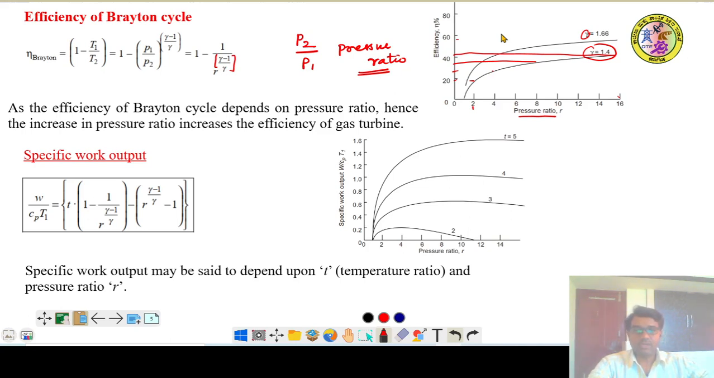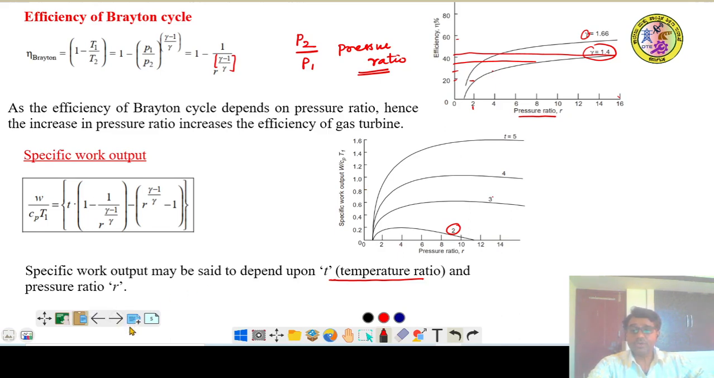Next one is work output. The work output depends upon the temperature ratio. One is the pressure ratio, another is the temperature ratio. You observe here, at some point the temperature ratio is 2, then 3, 4, 5. When the temperature ratio is 2 and the pressure ratio increases, the work output does not increase, it decreases. So the work output depends upon the temperature ratio. At a specific pressure ratio the specific work output is higher, and at that pressure ratio you have to check what the temperature ratio is. That is also an important thing.